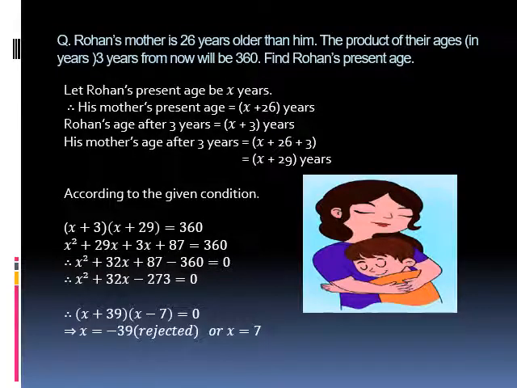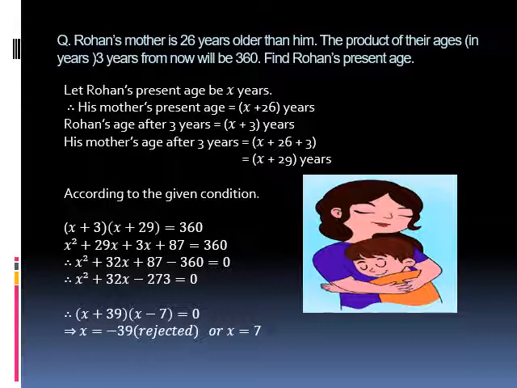Well, we do one more word problem. Rohan's mother is 26 years older than him. The product of their ages in years 3 years from now will be 360. Find Rohan's present age. These kinds of word problems can be easily solved using quadratic equations.